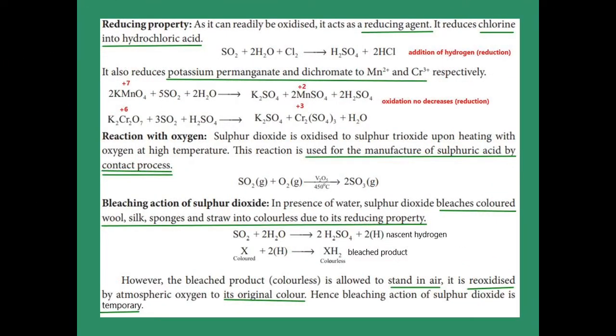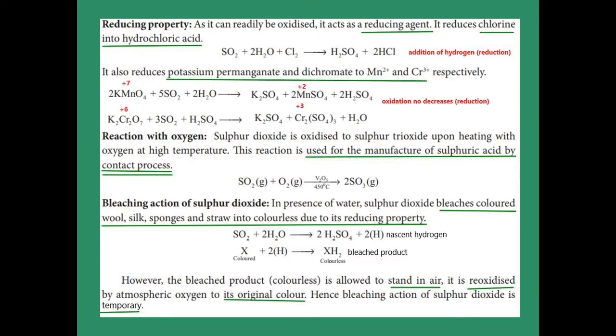Reducing property of sulfur dioxide. Here see the reaction. Sulfur dioxide is reacted with water in the presence of chlorine. The chlorine is changed to hydrochloric acid. Then the remaining things, water and sulfur dioxide, are changed to sulfuric acid. Please concentrate on chlorine. Chlorine is changed to hydrochloric acid. That is, chlorine is added with hydrogen. So addition of hydrogen is called reduction. So here the chlorine is reduced to hydrochloric acid. That reduction is undergone with the help of sulfur dioxide. Here the sulfur dioxide is used as a reducing agent.